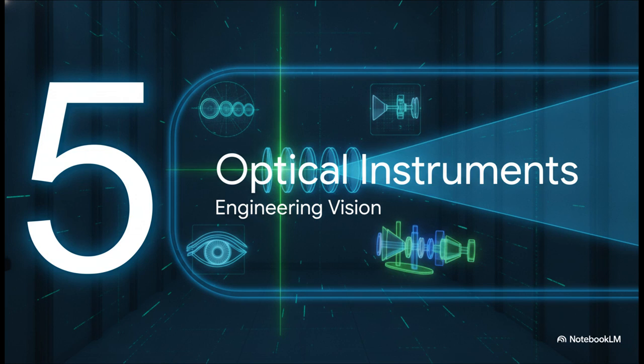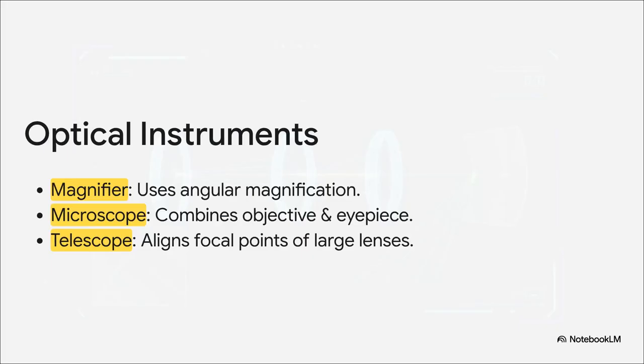And finally, Section 5, engineering optical instruments. So what happens when we start combining these thin lenses? We literally unlock the macroscopic and microscopic universe. It's a rapid-fire upgrade sequence. First, the simple magnifying lens uses just a single converging lens to increase angular magnification, making objects appear way larger on our retina. Step it up, and we stack two lenses to create the compound microscope.